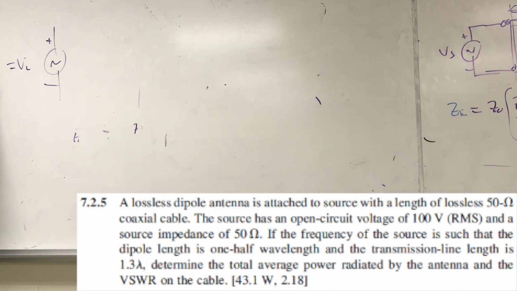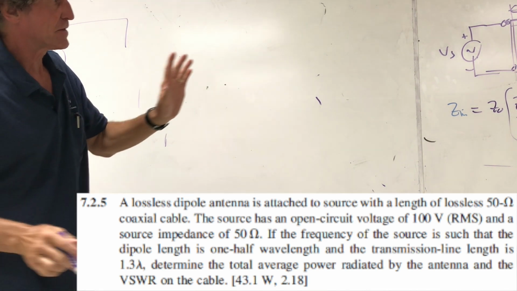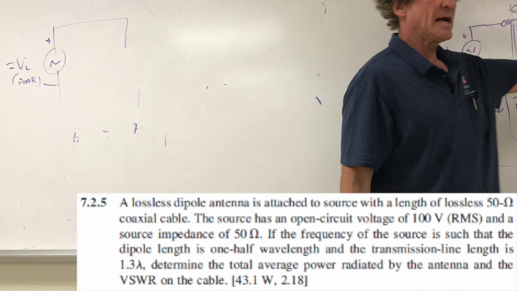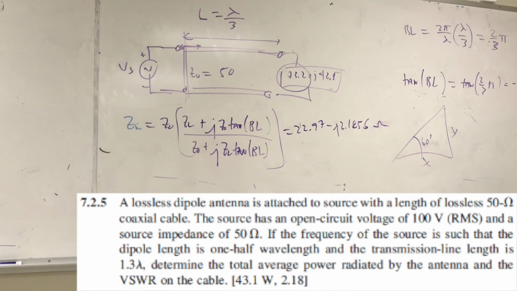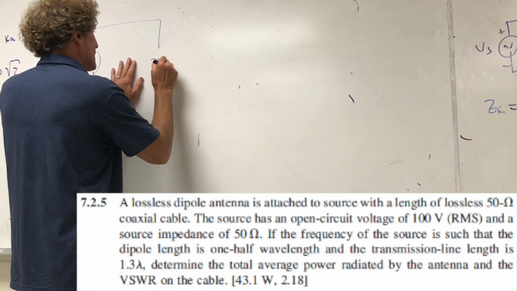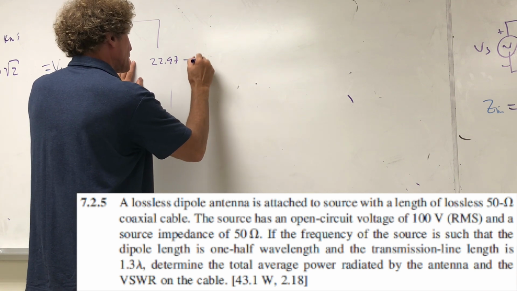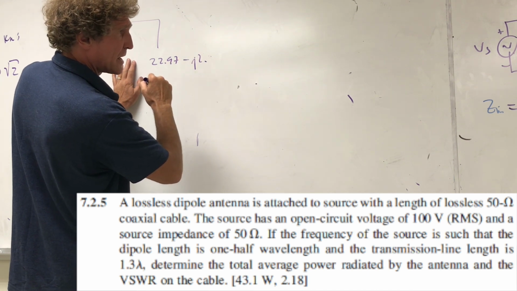So if we multiply by square root of 2, now it's peak. I'll call it V load and put peak down. But you can do it with RMS too, right? Now we've got this impedance. The impedance right there for everything, transmission line and load, back at the source, that's going to limit the amount of power, is 22.97 minus j2.1856, right?